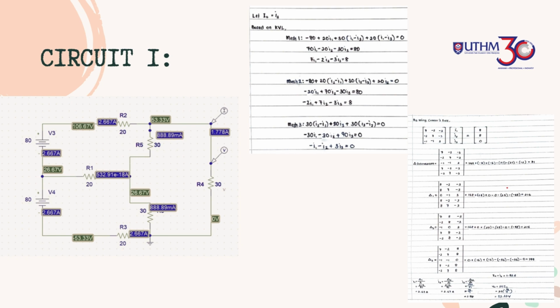From these two calculations, we can conclude that I1 is equal to 2.67 ampere, I2 is equal to 2.67 ampere, and I3 is equal to 1.78 ampere. Then I0 will be equal to 1.78 ampere, and V0 is equal to 53.33 volt.